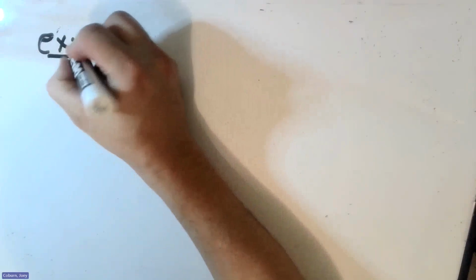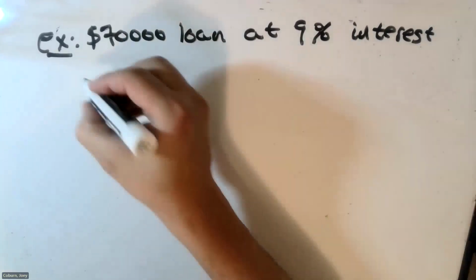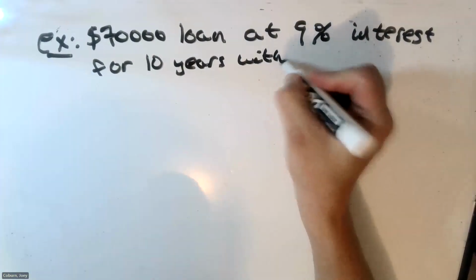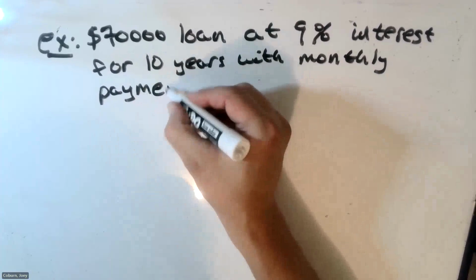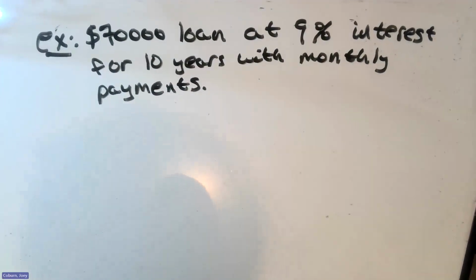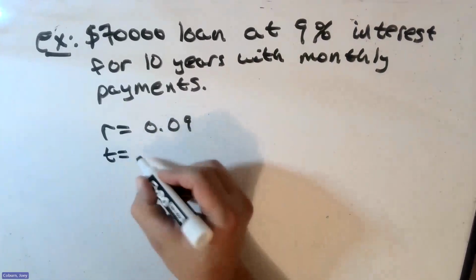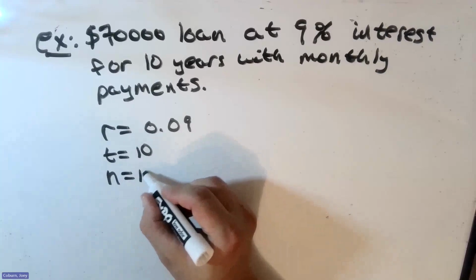So for example, let's say you get a loan on a $70,000 car. And let's pay this at 9% interest for 10 years with monthly payments. So $70,000 loan, 9% interest for 10 years with monthly payments. So what that means is R is a pure decimal 0.09. We're doing this for 10 years. The number of payments, it's monthly. So there's 12 months in a year. So the number of payments per year will be 12.